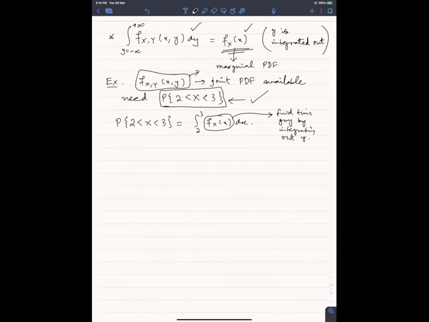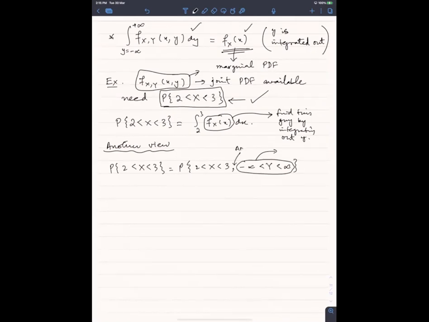Another way of looking at the same thing, and the reason we are reiterating it is just to make sure that we understand what is happening in this joint PDF. So another view of the same problem is that the probability that x is between 2 and 3 is the same thing as saying the probability that x is between 2 and 3 and y can be anything, which means y is between minus infinity and plus infinity. And by the way, if you look at this event, it is a certain event with probability 1. If I take the intersection with it, it makes no difference. This event occurs with probability 1.